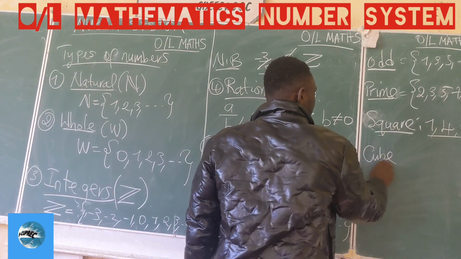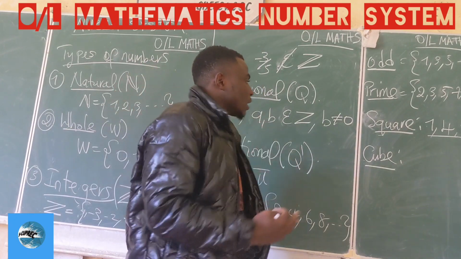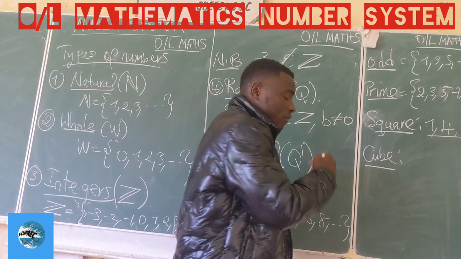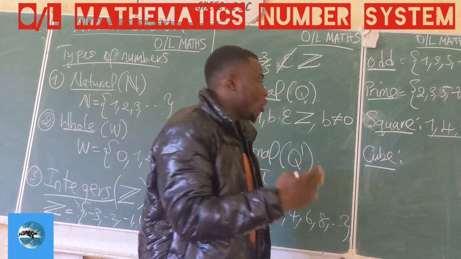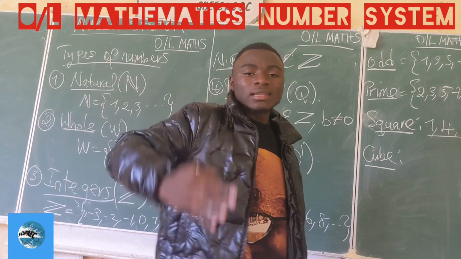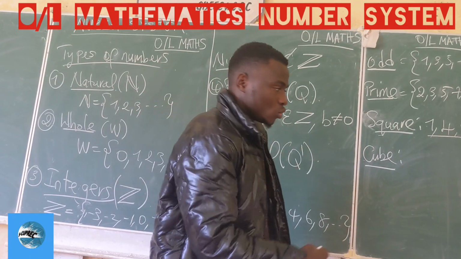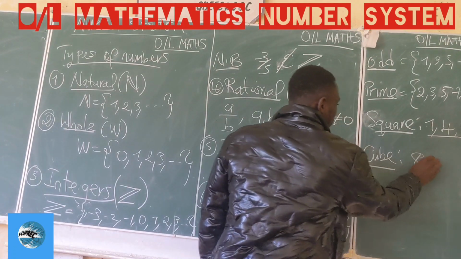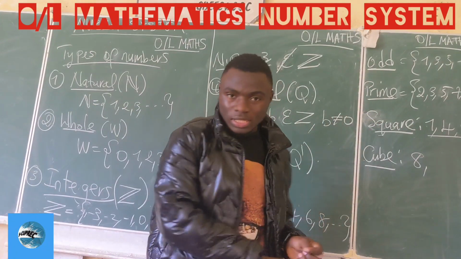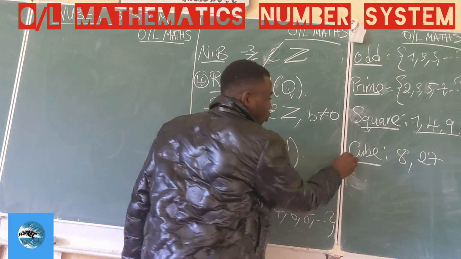Cube numbers. Now a cube number comes about when you take a square number, let's say that number was A, and you multiply the square of that value by itself. Or in simple terms, a cube number comes about when you take an integer and multiply it by itself 3 times. For example, if you take 2 times 2 times 2, what do you see? You see that 8 becomes a cube number. If you take 3 times 3 times 3, that's 27. You see that 27 also becomes a cube number. Okay, we are done with cube numbers.